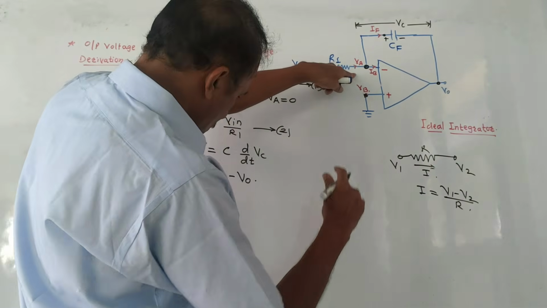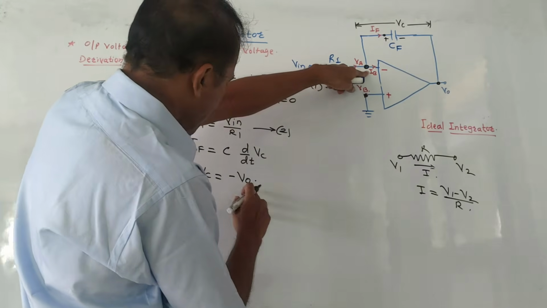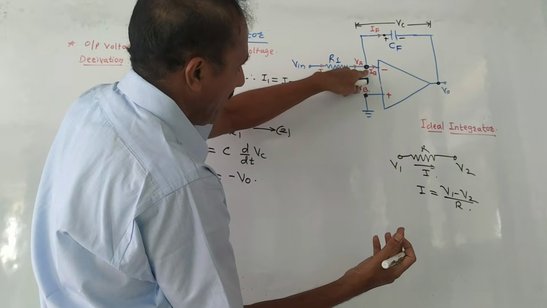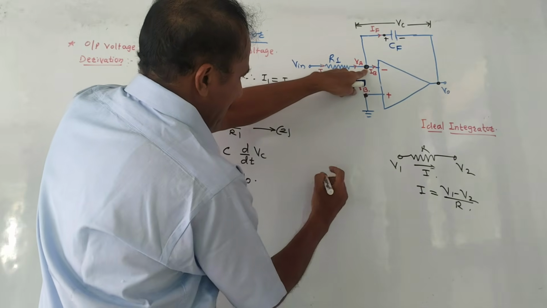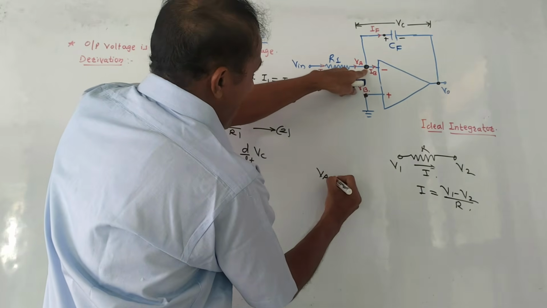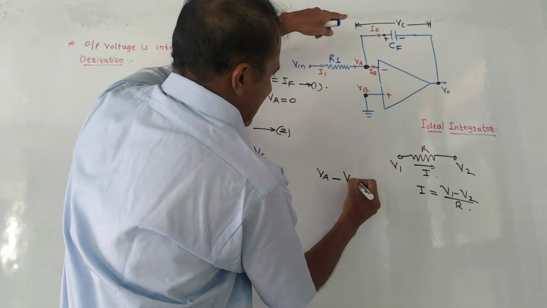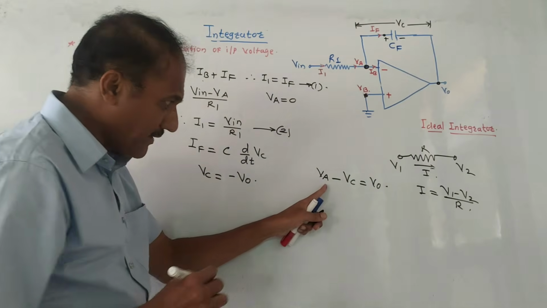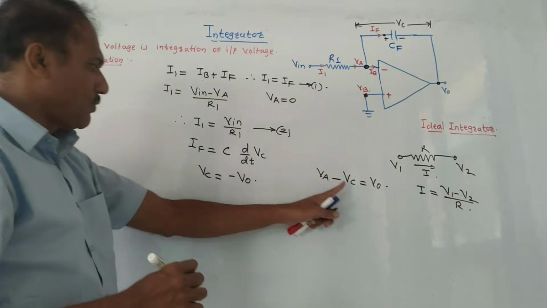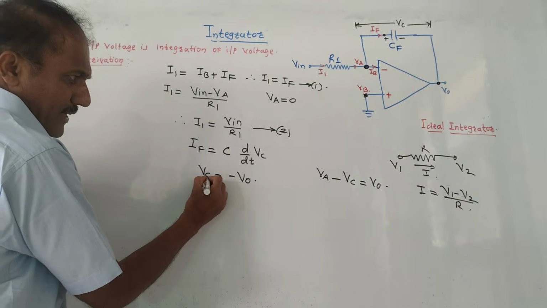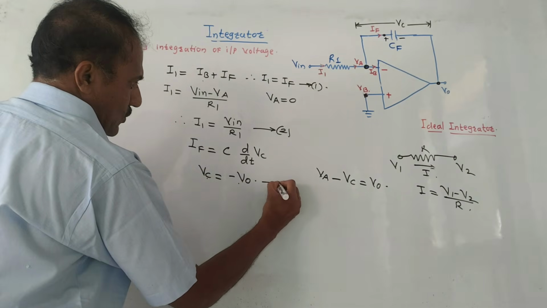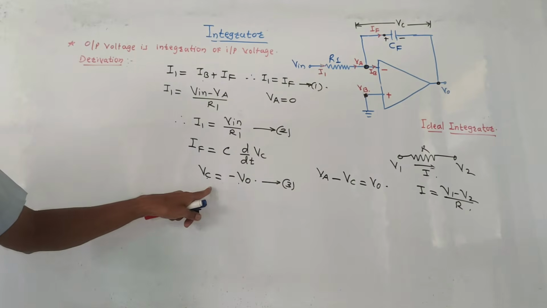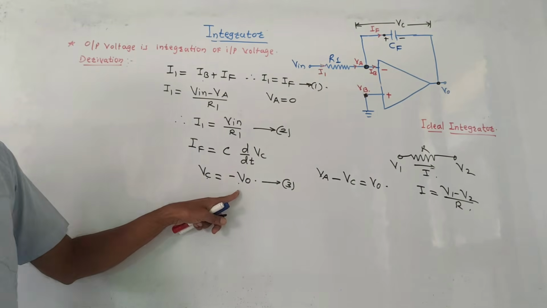Actually this is another technique. How do we obtain this equation VC is equals to minus V0? Look from here. Consider a loop. This voltage is VA, so I will write VA minus the voltage drop across the capacitor, voltage drop across capacitor VC, is equals to V0. But VA is 0, so V0 is equals to minus VC. So I have written VC is equals to minus V0. Say equation number 3. This is the equation of Vc, that is equals to minus V0.